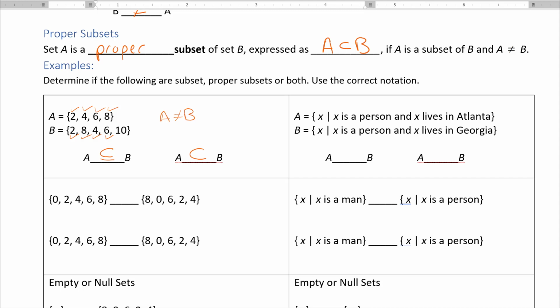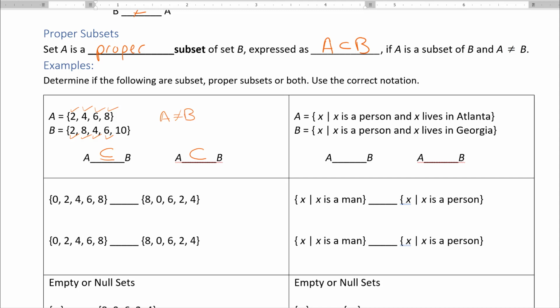So on the next example, A is the set of all x such that x is a person and x lives in Atlanta. Set B is the set of all x such that x is a person and x lives in Georgia. So we're talking about all the people that live in Atlanta and all the people that live in Georgia. We're talking about Atlanta, Georgia, okay? So anybody that lives in Atlanta also must live in Georgia.